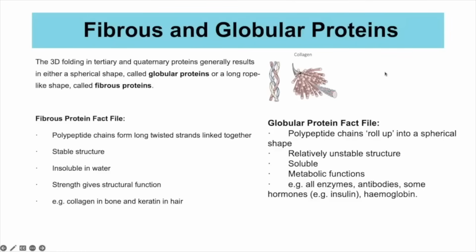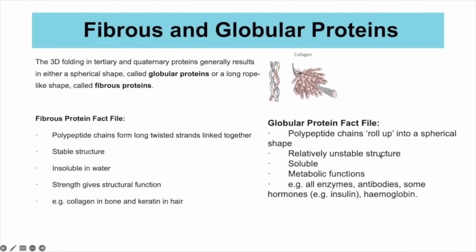You can also group your proteins as either fibrous or globular based on their final 3D shape in the tertiary structure. A fibrous protein has polypeptide chains that form long twisted strands that link together. They're very stable structures, insoluble in water, and all of those 3 points collectively help to give structural properties. So fibrous proteins provide structural strength. For example, collagen, which is found in your bones, and keratin, which is in your hair.